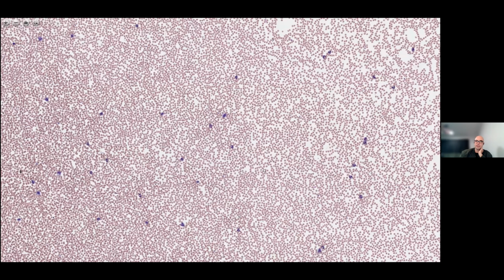And on low power, you would see these rosette sort of rings of platelets around the white cells, and we're not seeing that here. So we can safely say we can relatively trust this analyzer count of 81 for the platelets. So that's a moderate thrombocytopenia.